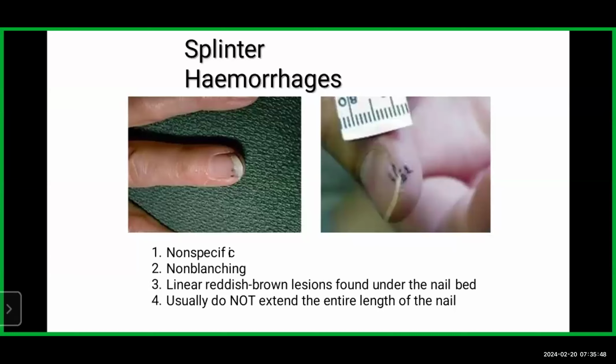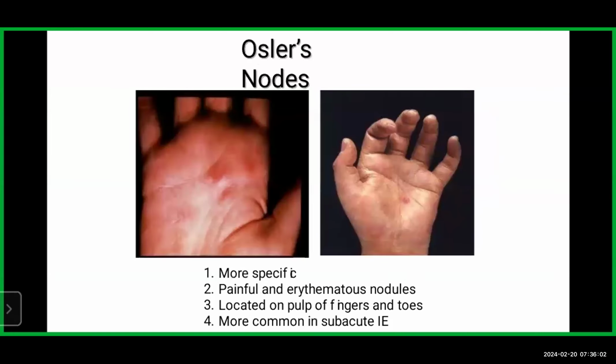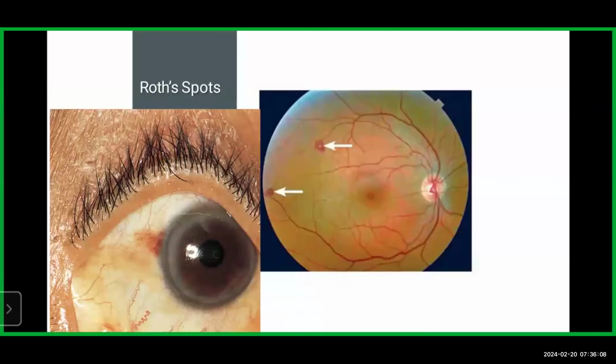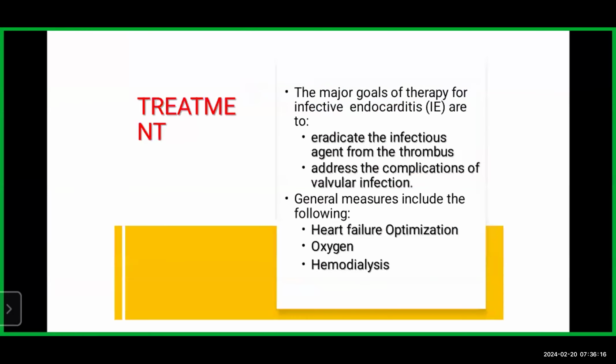Okay, then this is just an image of splinter hemorrhages. It is usually non-specific, but it's non-blanching. Know that it's linear. The lesions are linear, reddish brown. They are found under the nail bed and they do not extend to the entire length of the nail. Osler nodes are painful, unlike Janeway lesions that are painless. They are located on the pulp of the fingers and the toes. They are more common in subacute IE. Roth spot is a pale area seen in the retina on fundoscopy. Roth spots.